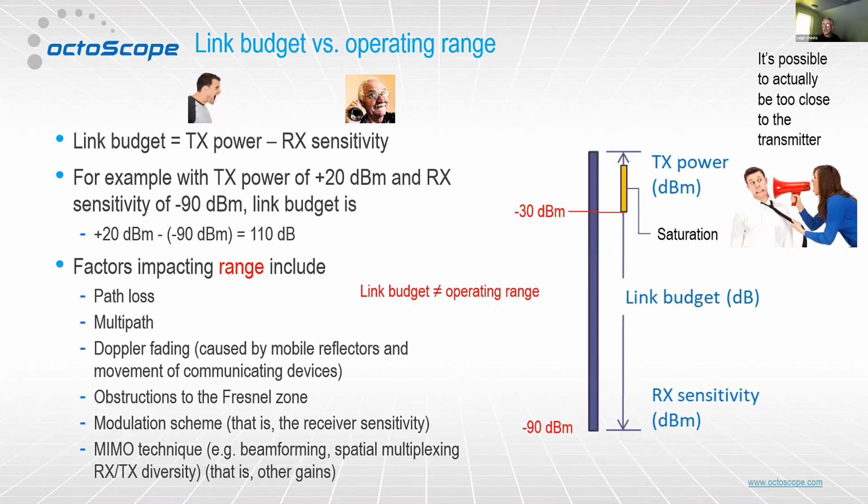Whatever scheme you are using in order to receive the signal, known as the modulation scheme, is directly related to the receiver sensitivity here. Very simple modulations are easier to receive. Very complex ones are harder to receive. And then there are other techniques for sending the signals from the transmitter to the receiver, for example beamforming, multiplexing and diversity. These are other gains, like all the G's I mentioned before in the link budget.